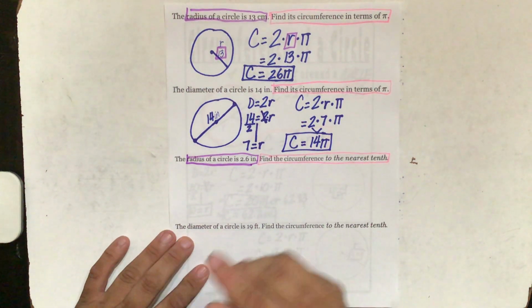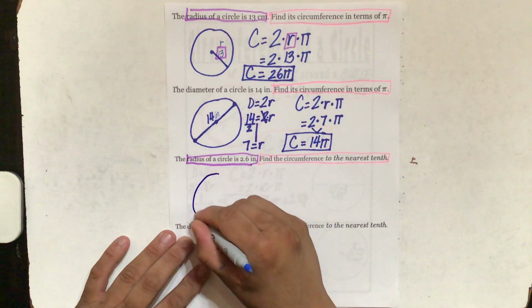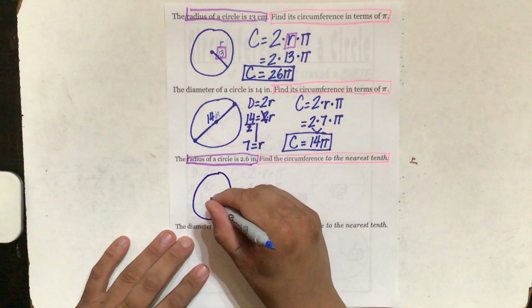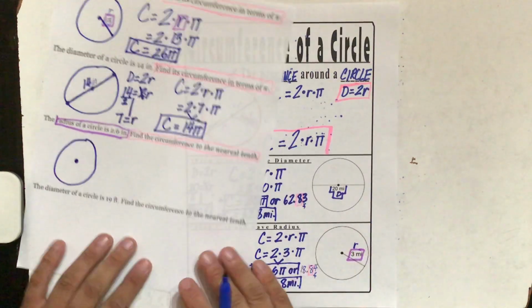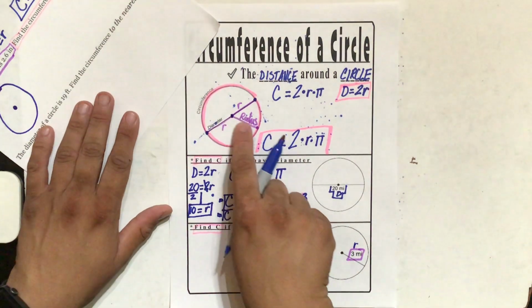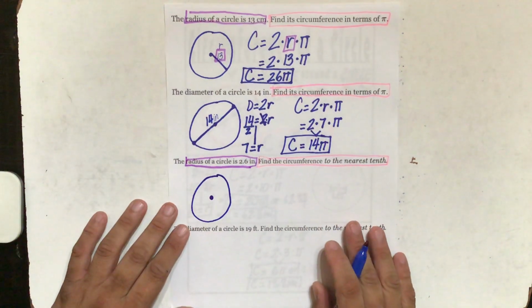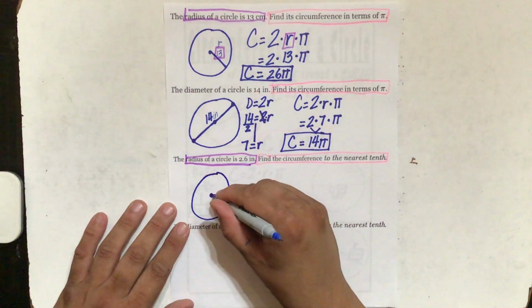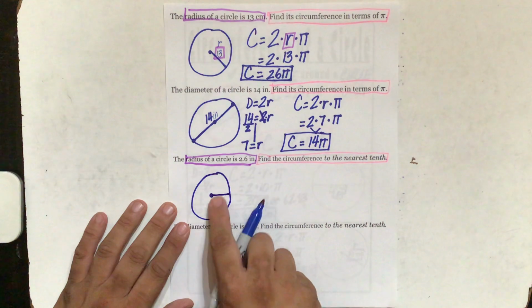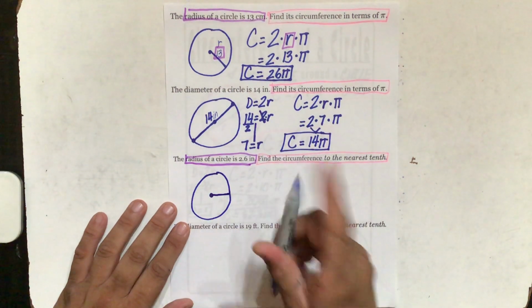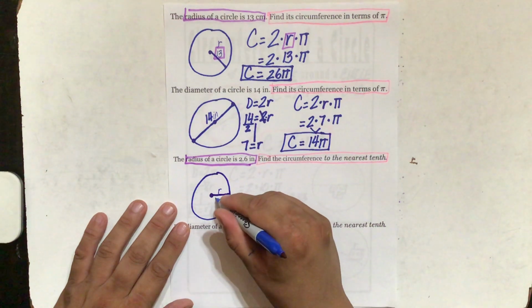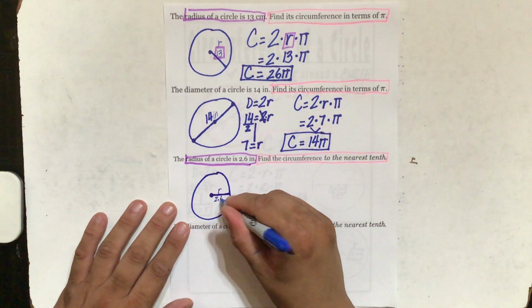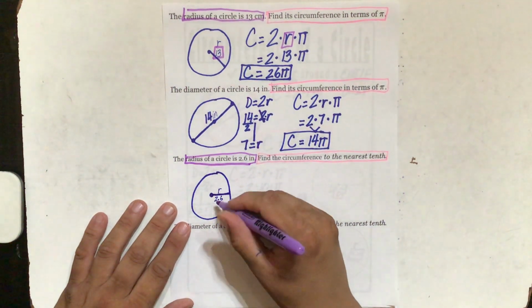First thing I'm going to do is draw my circle here. I'm going to put my point in the center. This says the radius. The radius is from the center to the side. So I'm going to draw a line from the center to the side. And that's my radius, that's my r. How much is my r? My r is 2.6.